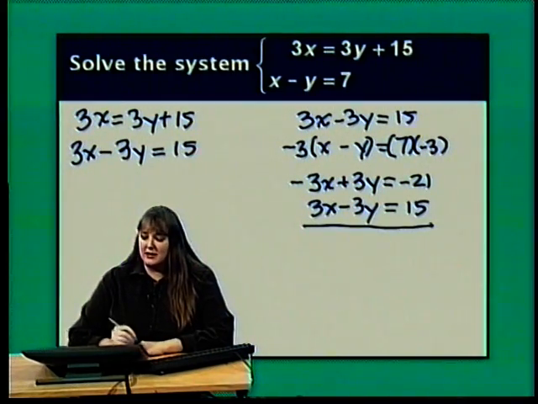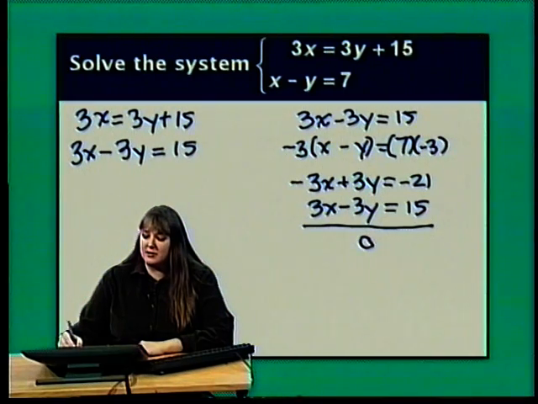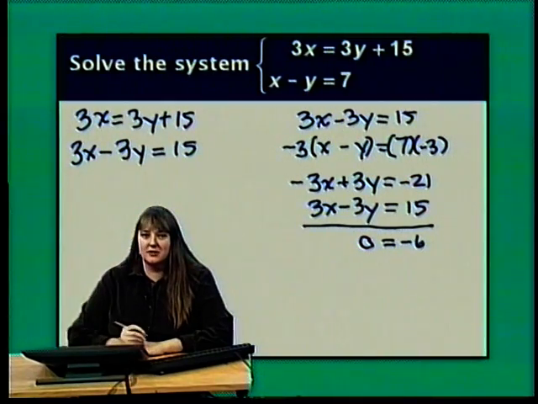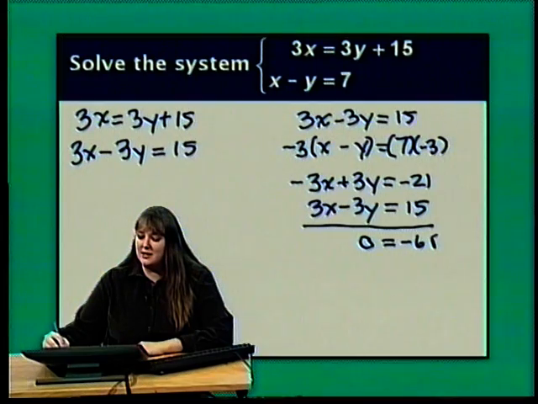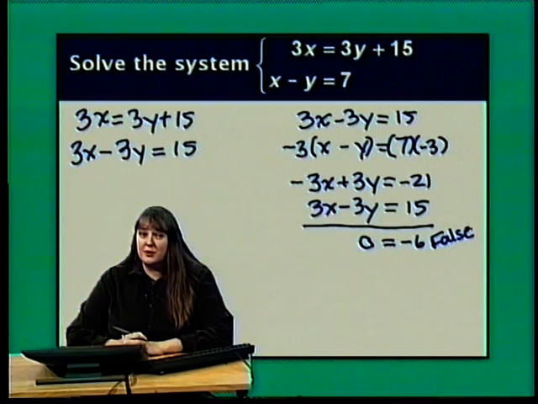When I add these together, negative 3x plus 3x is 0. 3y minus 3y is also 0. So all I have left on the left-hand side is 0. On the right, negative 21 plus 15 is negative 6. 0 equals negative 6? Well, this is definitely a false statement. And if we think back to some of our work with substitution, we're supposed to recognize that this is an inconsistent system.